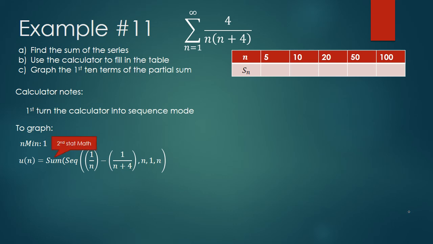So here we go. To get sum, you're going to press second stat, and then go over to math, and you'll see the word sum. To get the sequence, you're going to press second stat and go over to operations.